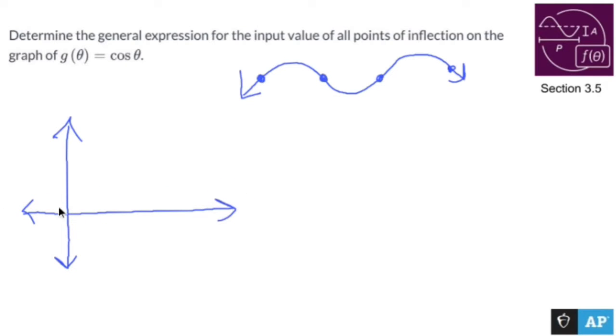Let's graph cosine. Cosine starts up here at 1, bottoms out at -1. It starts up here, hits the x-axis at pi over 2, bottoms out, comes back up to pi, comes back up and hits at 3 pi over 2, and then repeats the process at 2 pi.